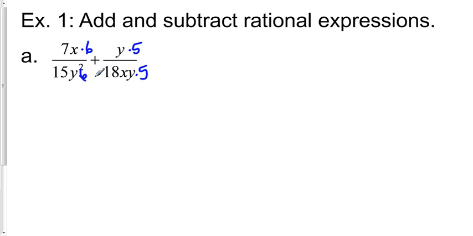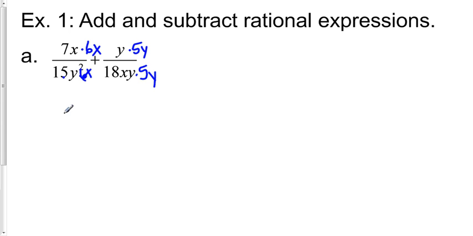Then I need to get the letters to match. So then I'm going to multiply this fraction by an x over x because this denominator has an x. And because this denominator has a y squared, I need another y over here. Okay, so we're multiplying each fraction carefully to get these to match. So what I'm hoping to get here now is a 90xy squared. And over here I'll have a 90xy squared.